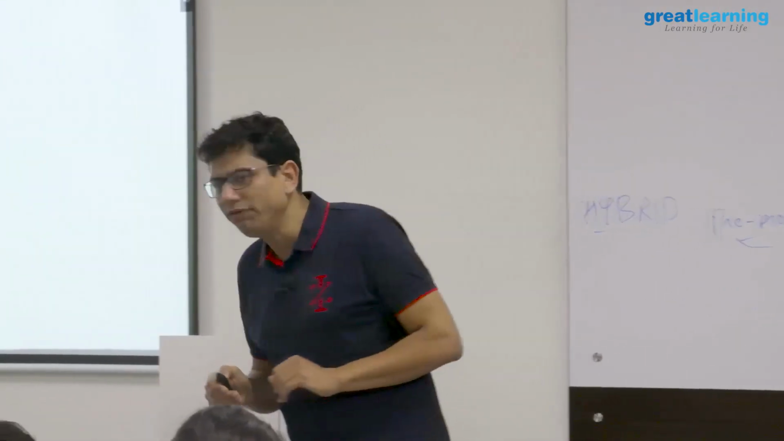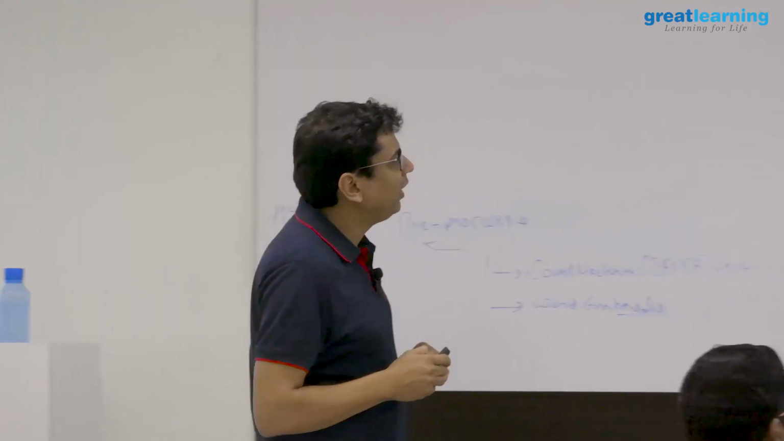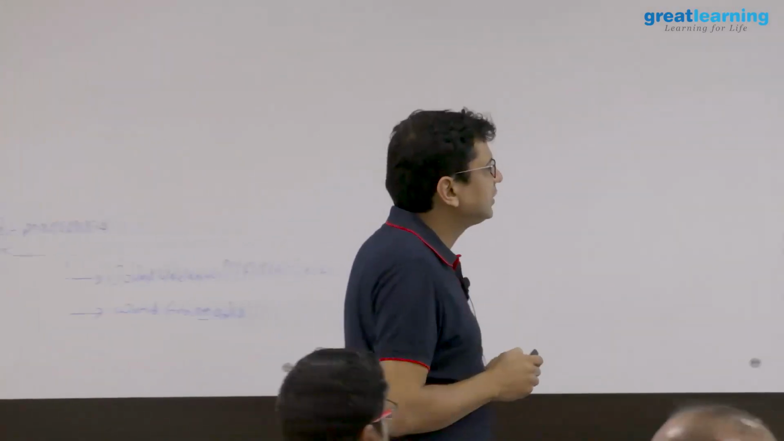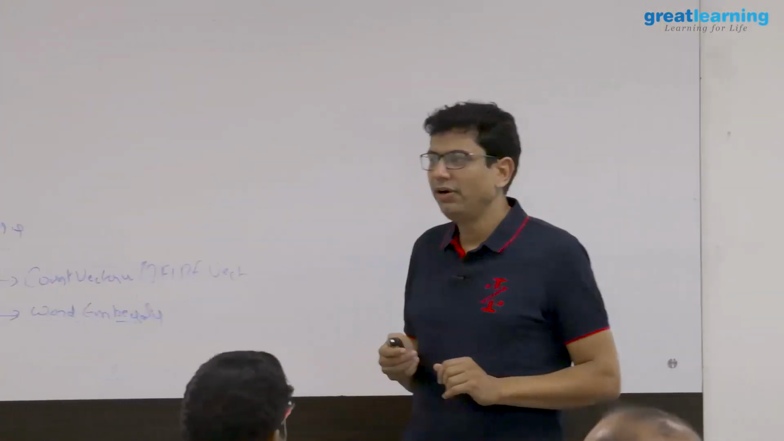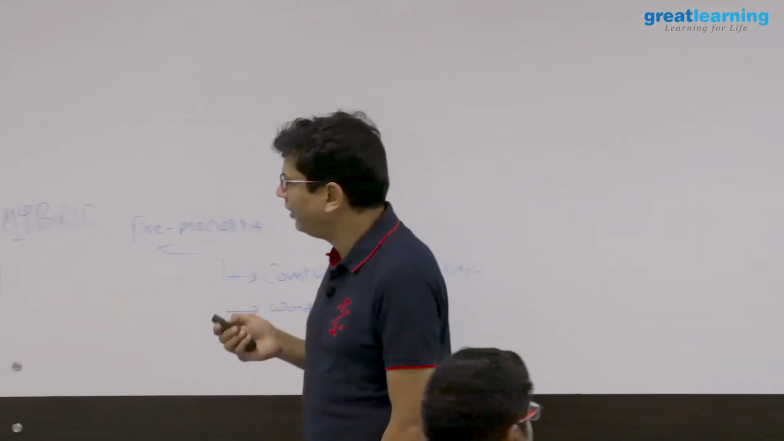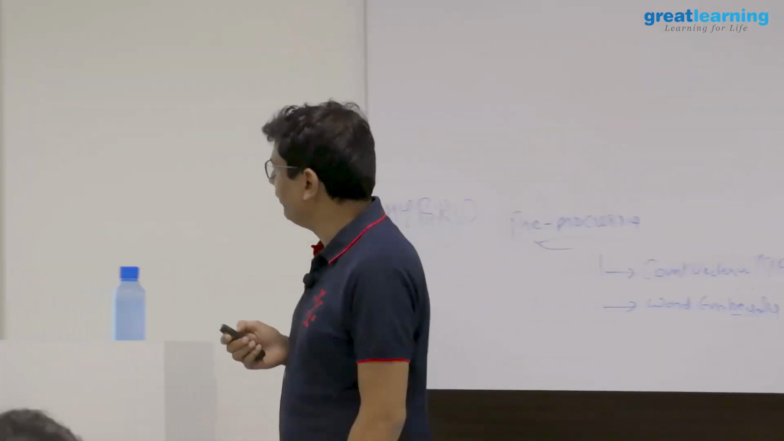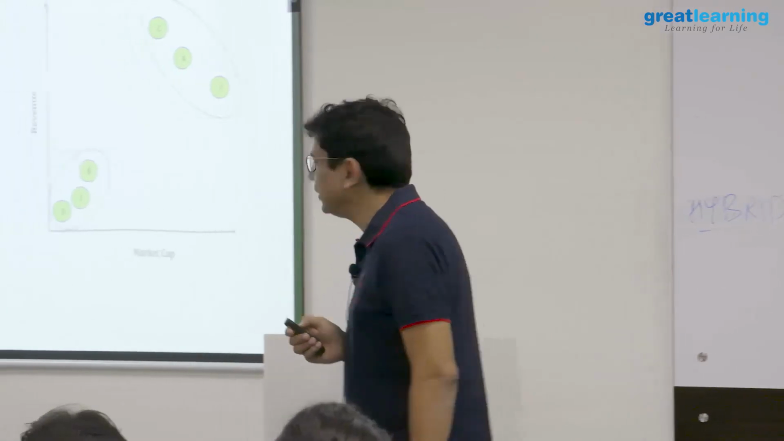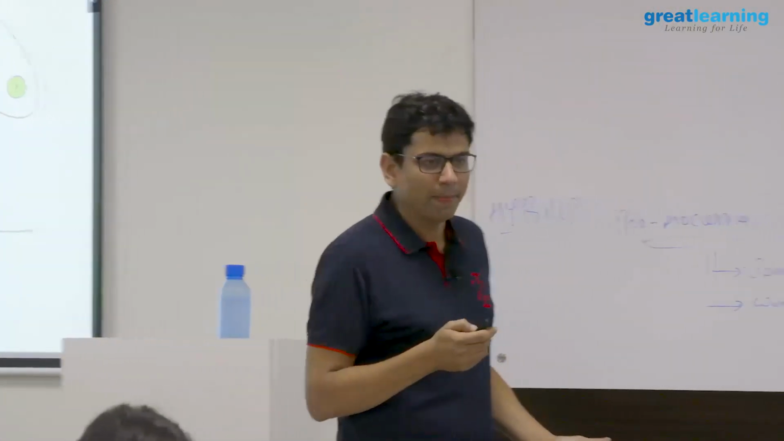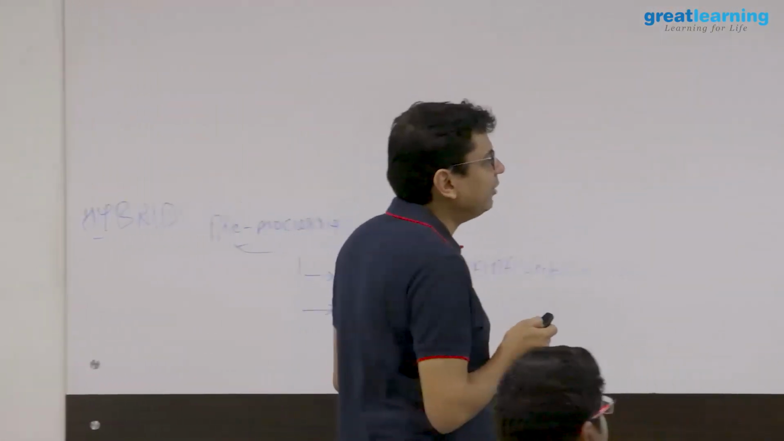Now, if we have two of them, we can still make it work. We can still plot it easily. We can use revenue as well as market cap and still categorize and cluster them. What if you have three?